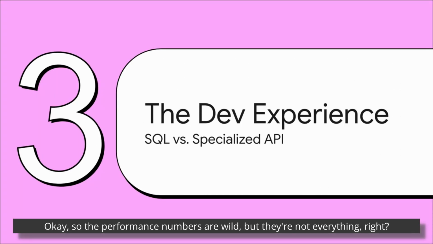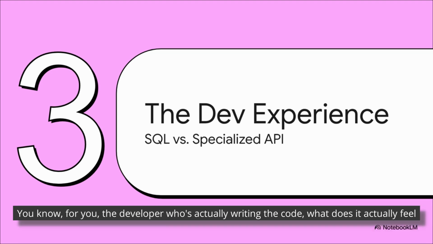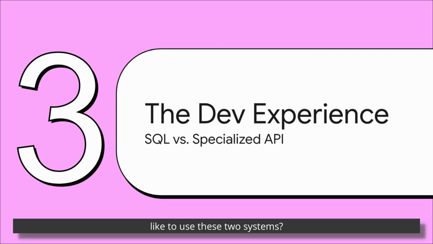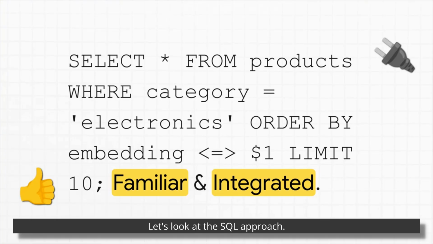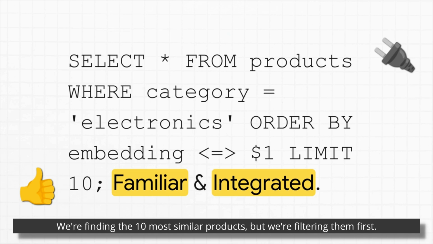Okay, so the performance numbers are wild. But they're not everything, right? What about the day-to-day? For you, the developer who's actually writing the code, what does it actually feel like to use these two systems? Let's look at the SQL approach. Check out how natural this is. We're finding the 10 most similar products, but we're filtering them first. We only want ones in the electronics category. And how do we do that? With a standard WHERE clause. It's something you already know. Combined with the new vector search, it feels totally seamless, totally integrated.